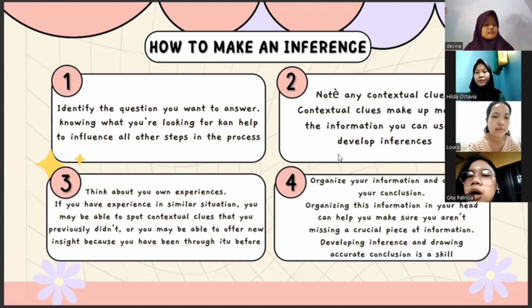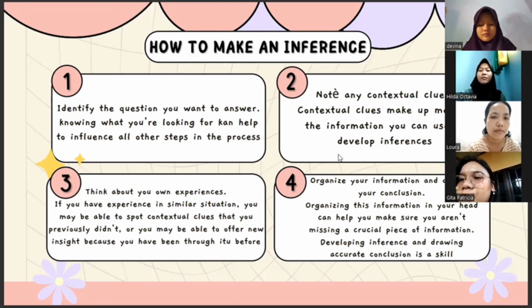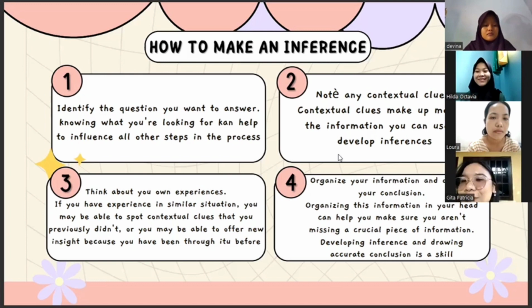Third, think about your own experiences. If you have experience in a similar situation, you may be able to spot contextual clues that you previously didn't, or you may be able to offer new insight because you have been through it before. The last, fourth, organize your information and develop your conclusion. Organizing this information in your head can help you make sure you aren't missing a crucial piece of information. Developing inferences and drawing accurate conclusions is a skill.